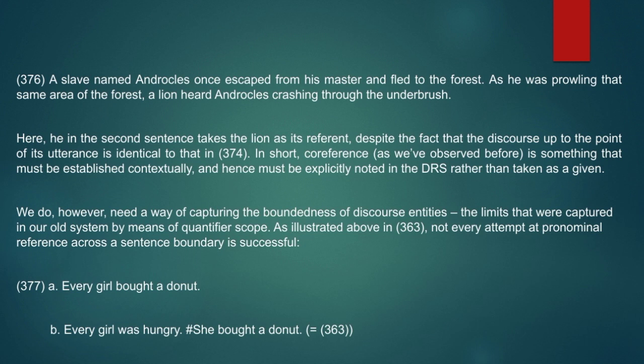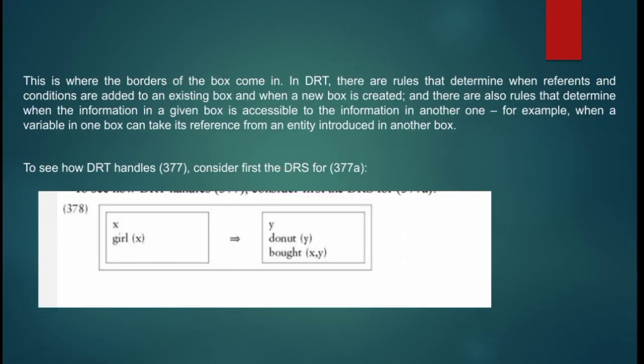We do, however, need a way of capturing the boundedness of discourse entities. These limits were captured in our old system by means of quantifier scope. As illustrated above in 363, not every attempt at pronominal reference across a sentence boundary is successful. So in 377, A, every girl bought a donut, and B, every girl was hungry. She bought a donut. This is where the borders of the box come in.